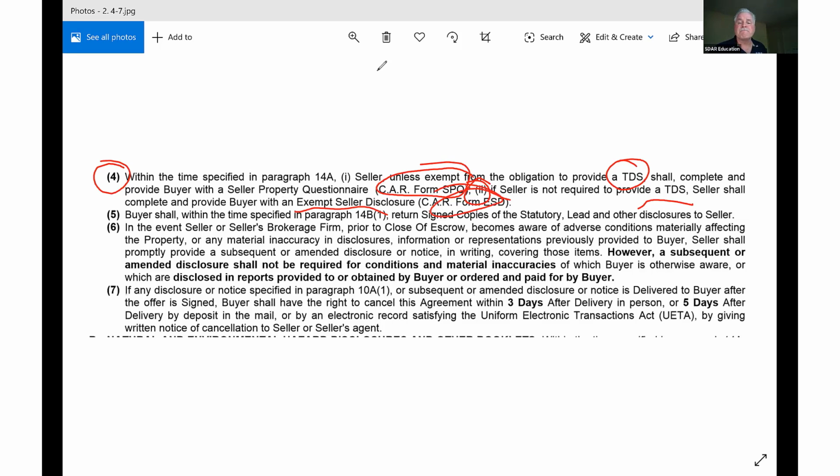Everybody good? Okay, so if they are exempt, TDS exempt, and listen, the decision as to whether or not a seller is TDS exempt is a legal one. Okay, so remember, you don't want to be part of that.